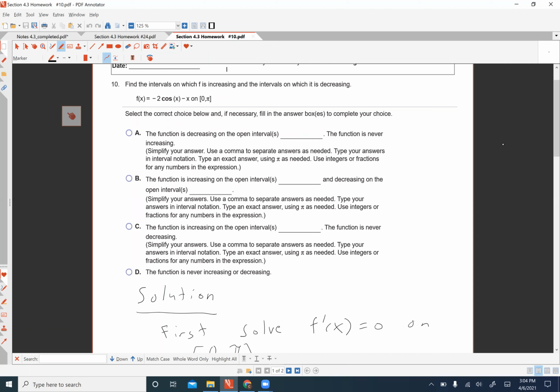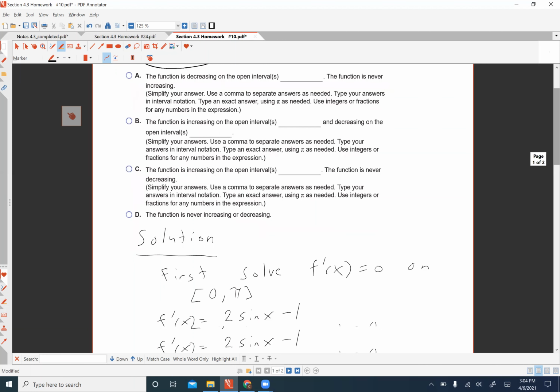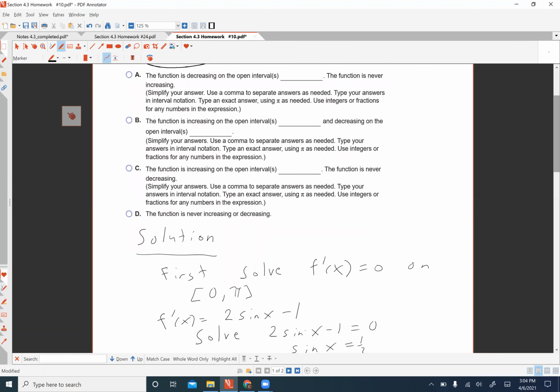Okay, so let's actually just start the problem. It'll be easier than just describing the algorithm. Okay, so first we're going to solve. If f of x is this function right here, 2 minus 2 cosine x minus x, we want to know where f prime of x is 0 on the closed interval 0 to pi.